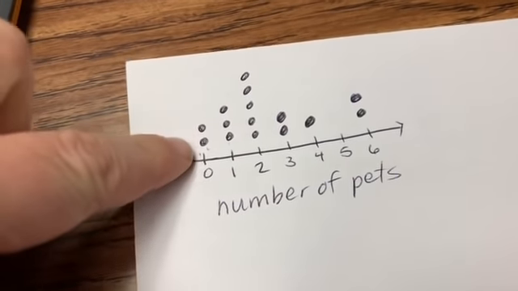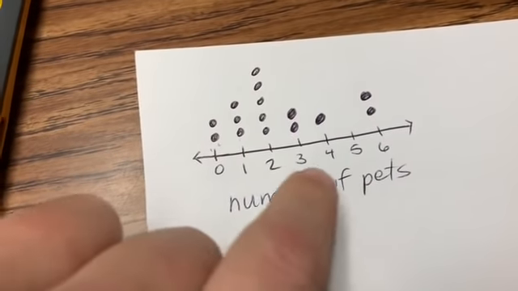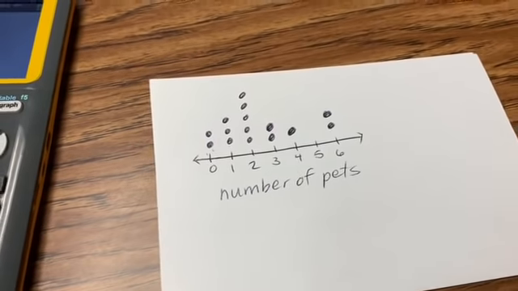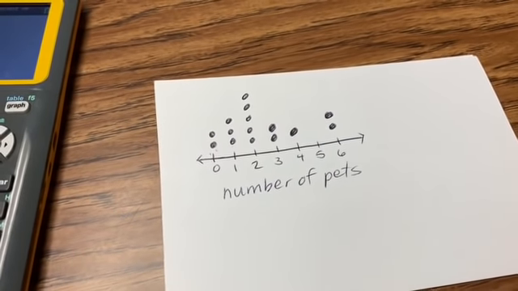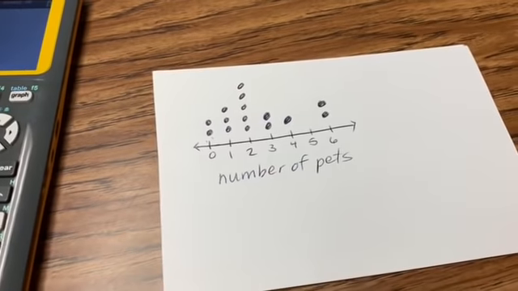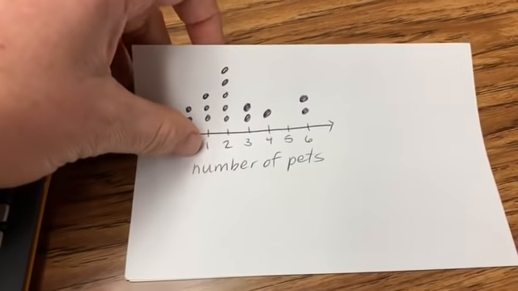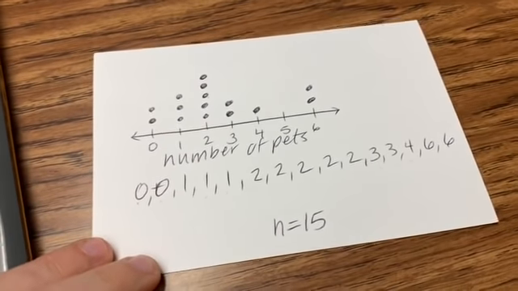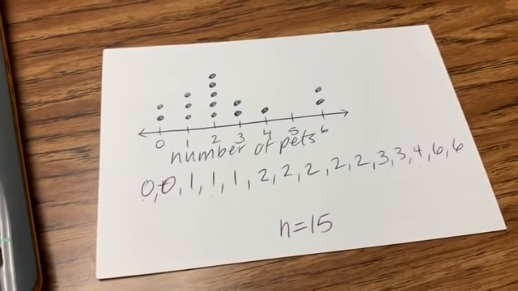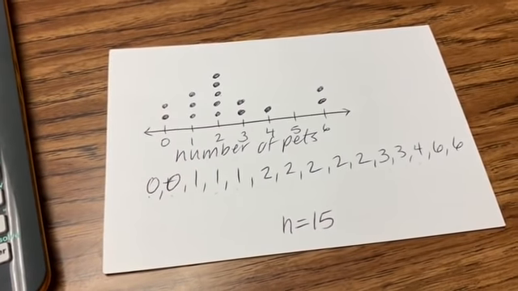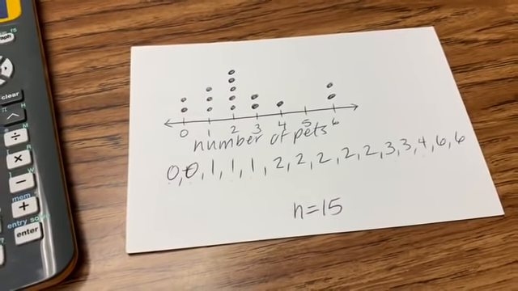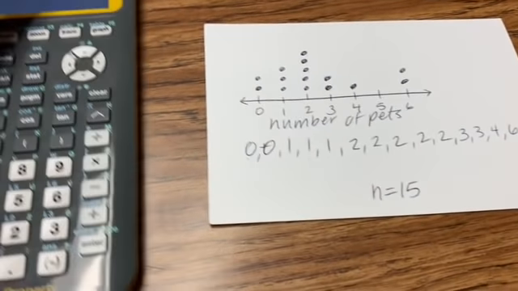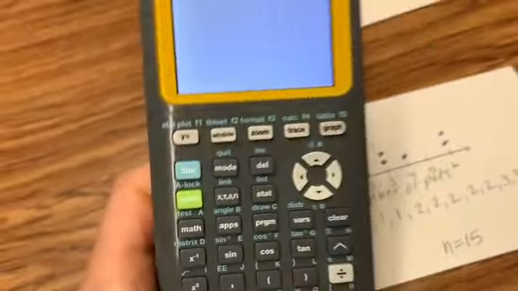So we know there are 2 people that have no pets, 3 people that have 1 pet, 5 people that have 2 pets, 2 people have 3 pets, 1 person has 4 pets, no people have 5 pets, 2 people have 6 pets, okay? So to understand the data better, I just wrote that out, exactly what I just said, and there's 15 people in my data set. Then my calculator is going to tell me that, but just to keep my thoughts together, I have 15 of those. So I have my calculator here.